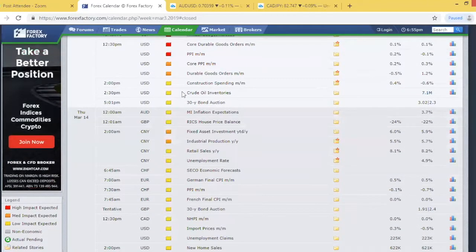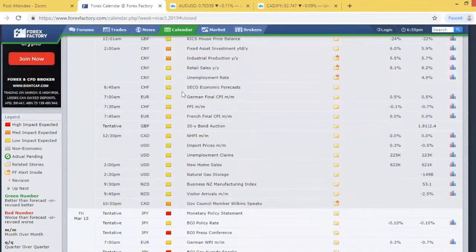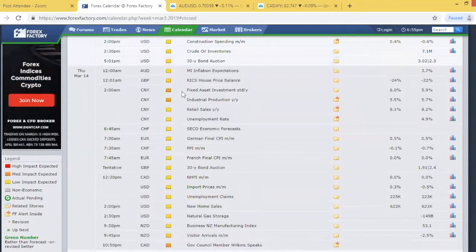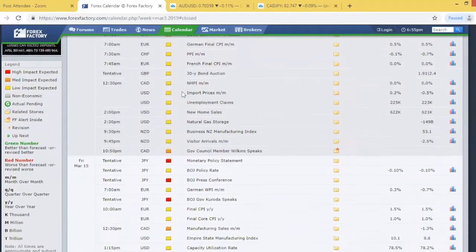So core durable goods orders month on month and PPI month on month. I wouldn't expect to be too volatile for the US dollar. We will likely see some movement off of that data release, but no major movements expected there. Thursday, guys, very easy day on Thursday in terms of fundamentals. We have a lot of data, but nothing major that we need to be concerned with.